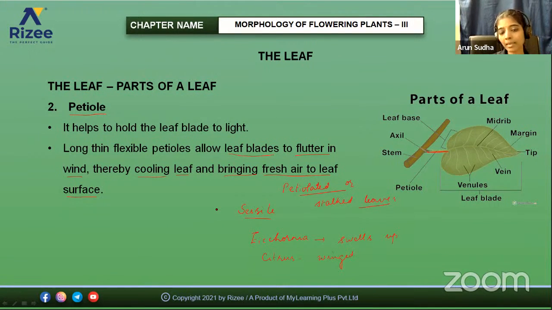In this way, it holds the leaf blade to light and connects the leaf blade to the stem. So this is the petiole.